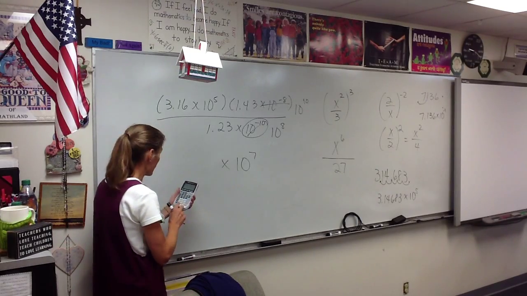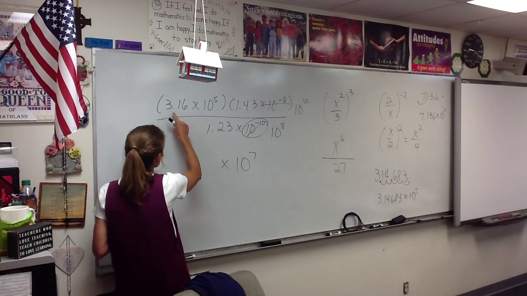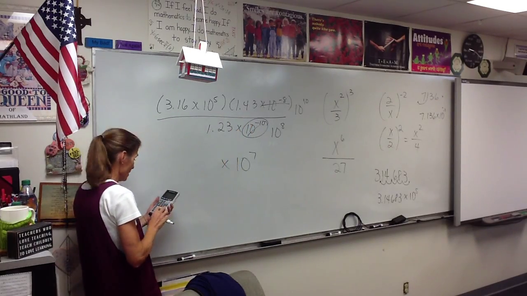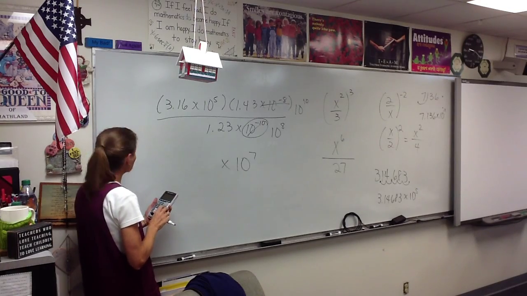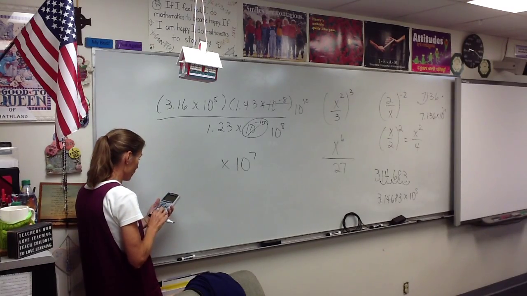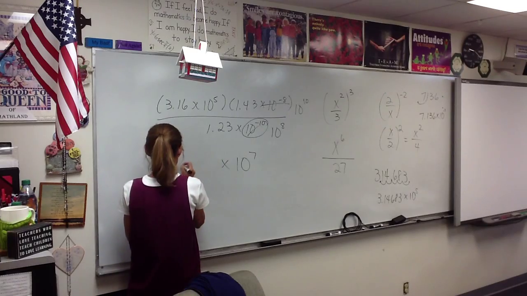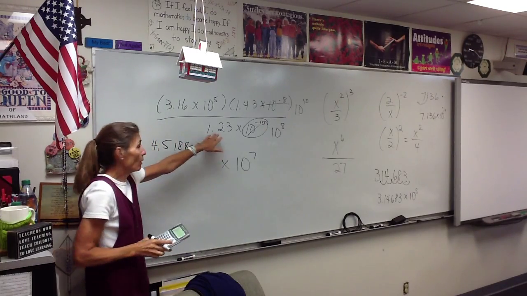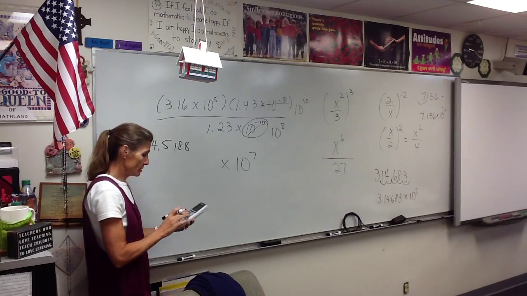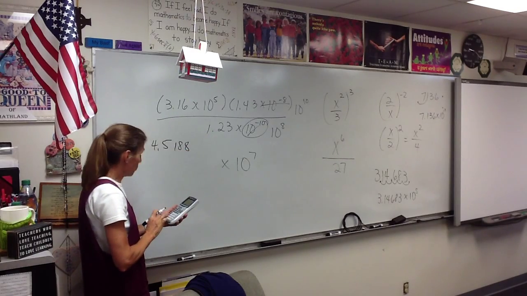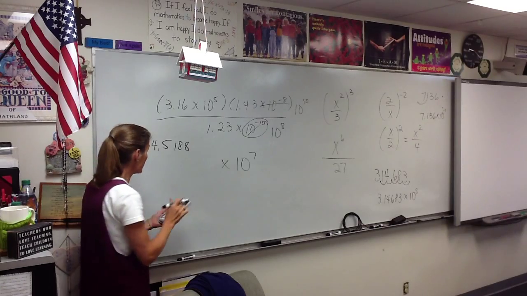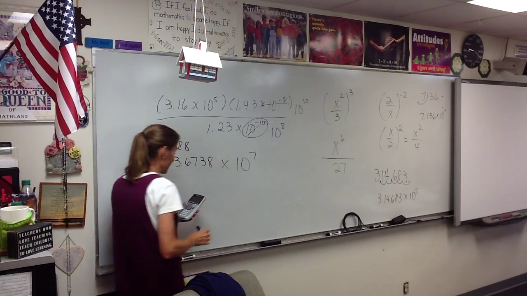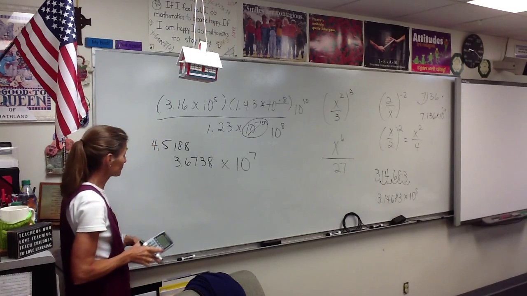Now I'm going to take out my trusty calculator, and what am I going to do with the 3.16 and the 1.43? So 3.16 times 1.43, I have 4.5188. Now what am I going to do with this guy? So divided by 1.23, and I get 3.6738. I'm going to round that off because there's a bunch of stuff there.